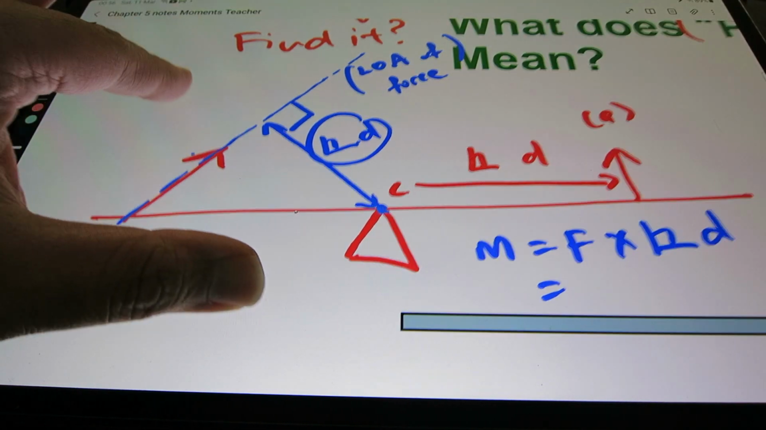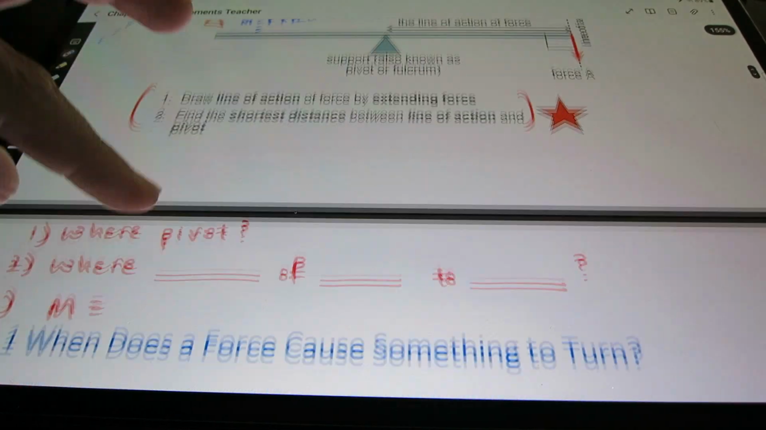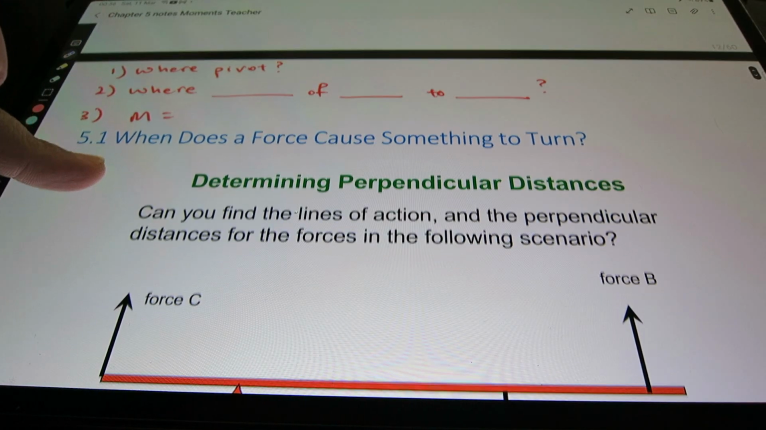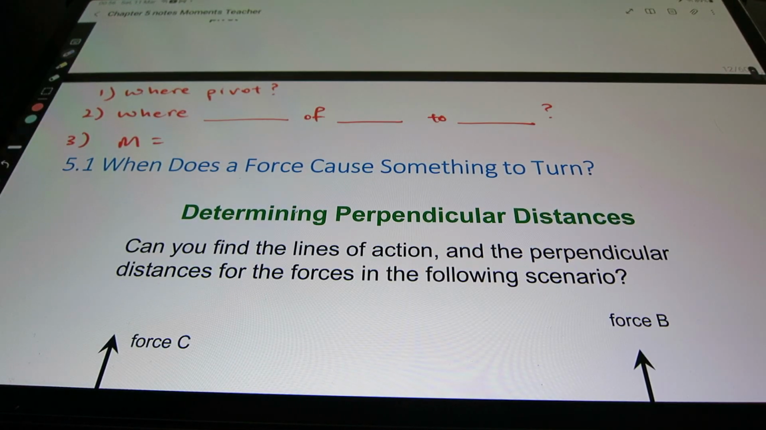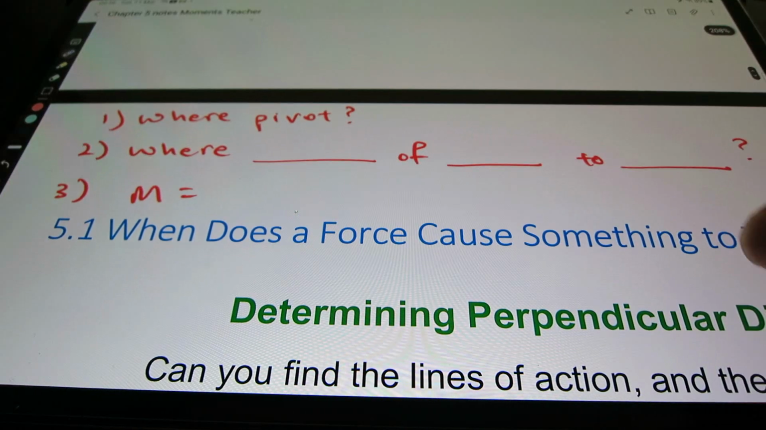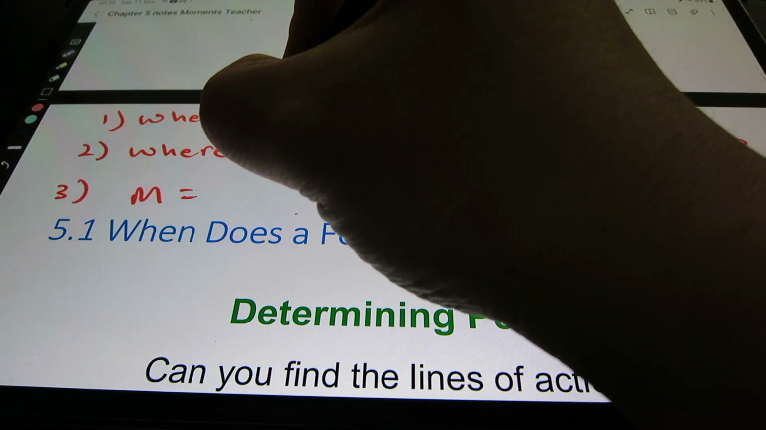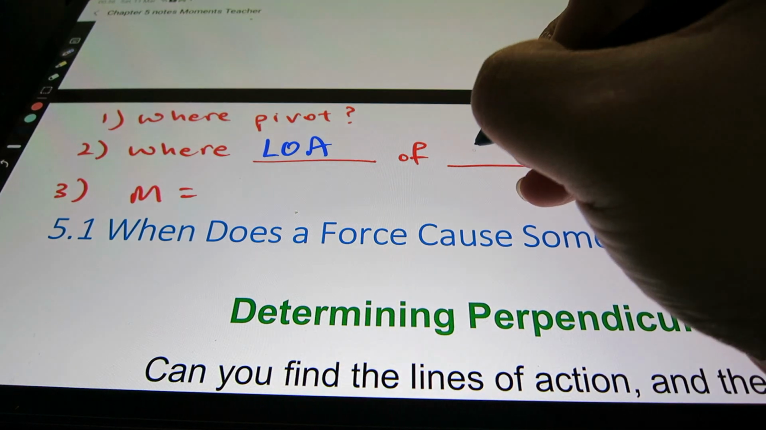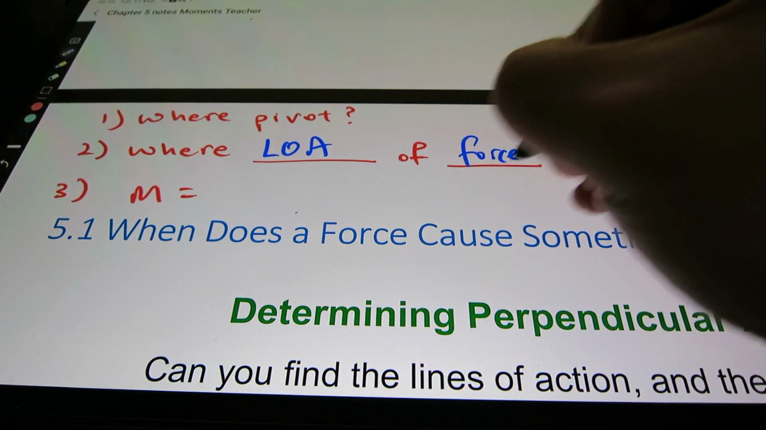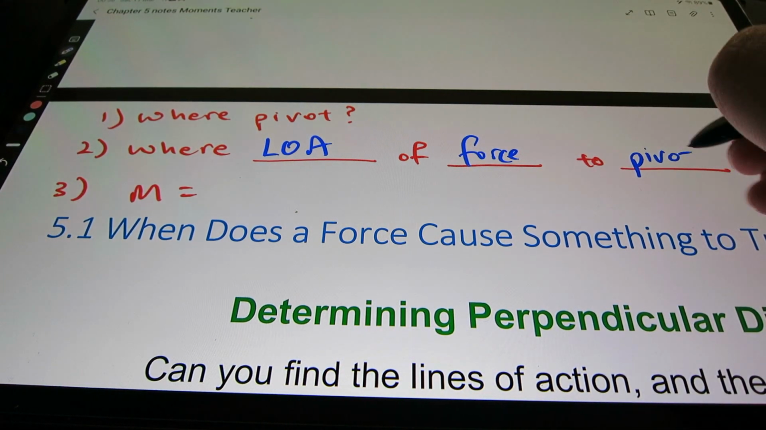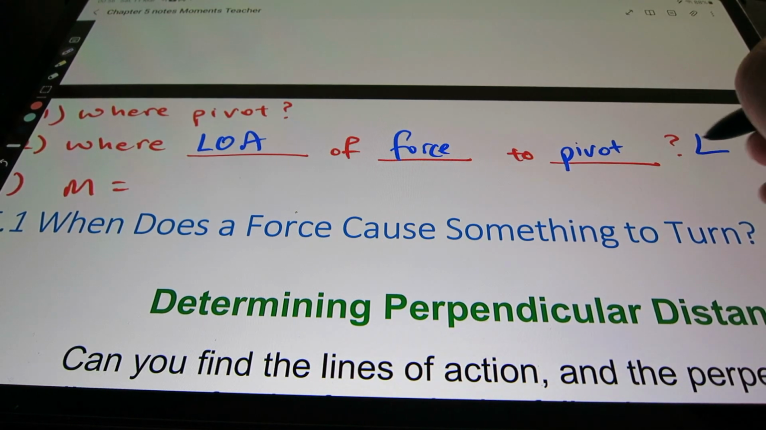So this is how I deal with moments. Alright, so how to identify or calculate moments? First most important thing is identify where is the pivot. The second important thing is where you need to find is the line of action of force to pivot. This is the perpendicular distance.